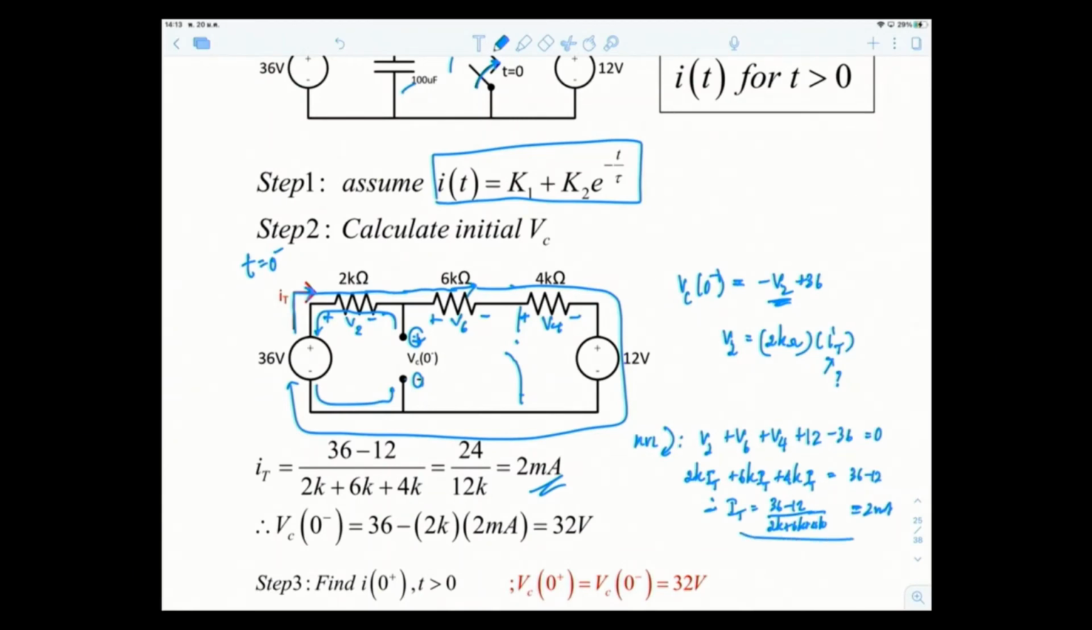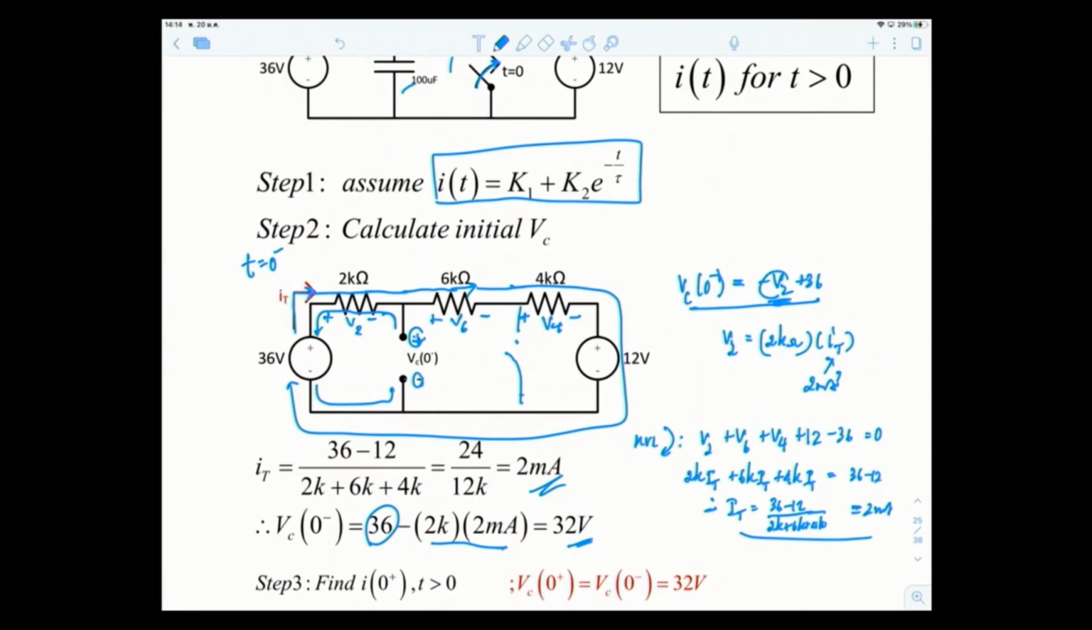I put it back here as 2 milliamps. I can get V2. Therefore, my VC 0 minus is 36 minus V2. V2 is 2K times 2 milliamps, so the answer is 32 volts. So my initial value for the capacitor voltage is 32 volts. It has kept some energy in the capacitor before the switch moves.